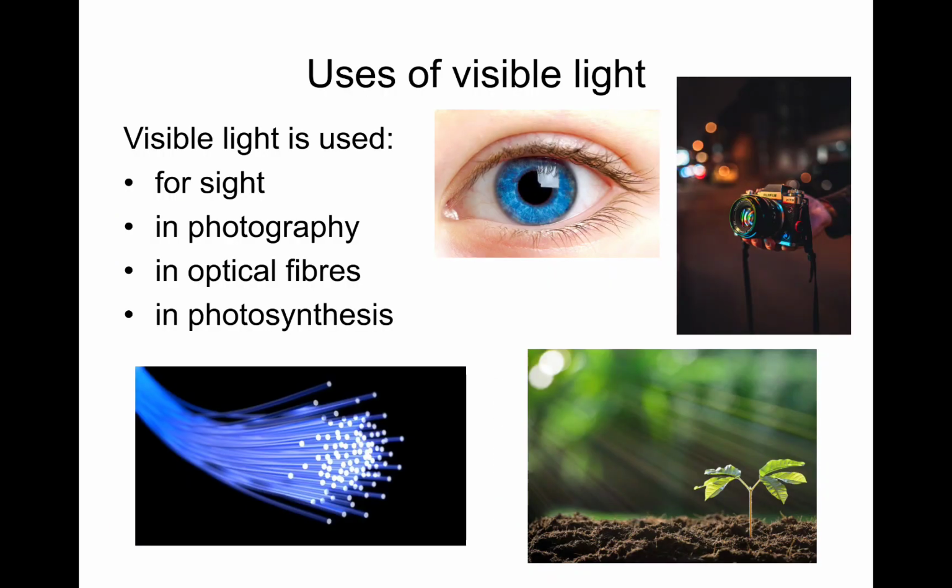So let's look at some uses of visible light. Visible light is used for sight, obviously, to see things, photography, optical fibres for transferring information down the fibre, and of course another major one, photosynthesis, which is where plants get their energy. Okay, let's move on. Let's look at ultraviolet next.